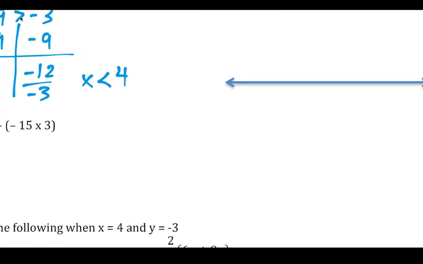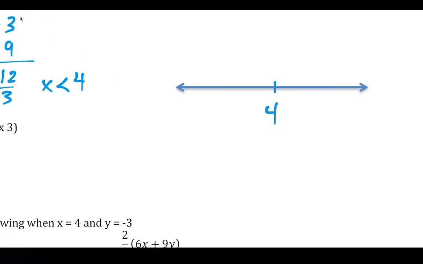So how do I graph that? Well, I'll make a mark here. There's 4, make it on the number line. It's a circle at 4, open circle, because it is not equal to it. So x is less than 4. So I'll point to the side that is less than 4, which is to the left.